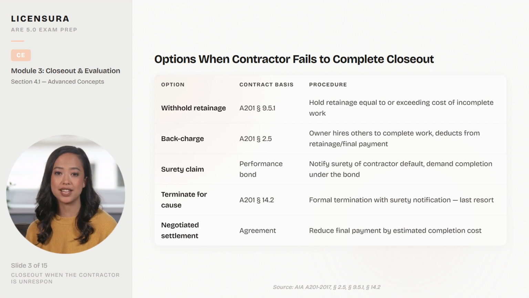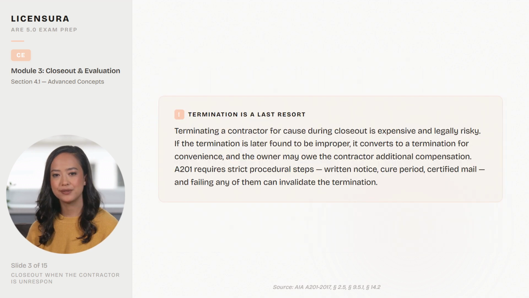This table presents the owner's options when the contractor fails to complete closeout requirements. The owner can withhold final payment and retainage until all items are complete. The owner can complete the work and back-charge the contractor. The owner can draw on the performance bond if the contractor defaults. And the owner can pursue claims through the A201 dispute resolution process. The architect's role is to document the deficiencies and certify when requirements are met.